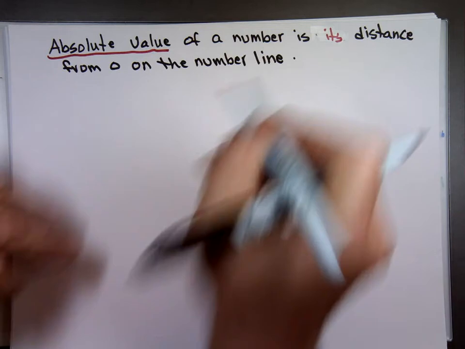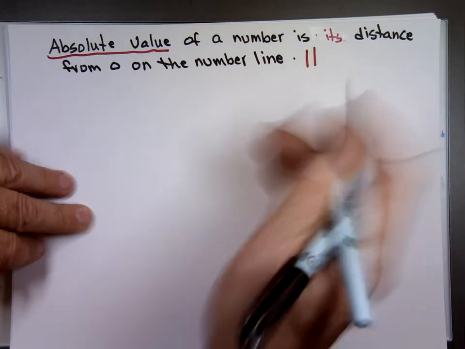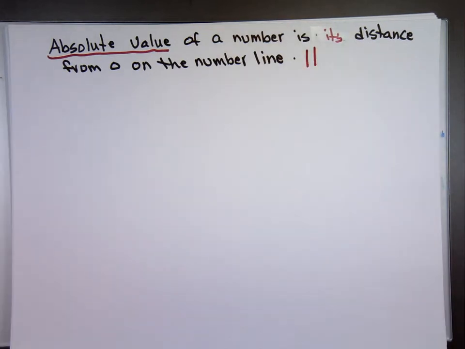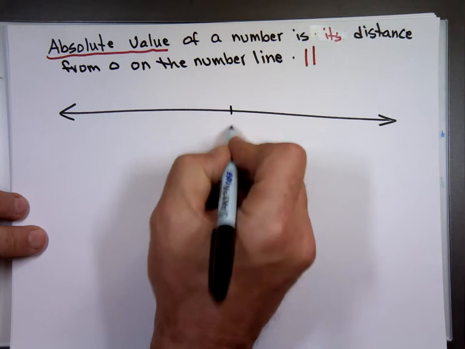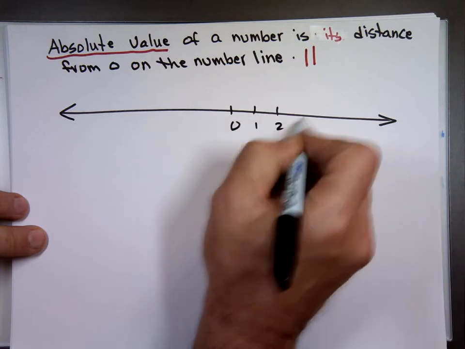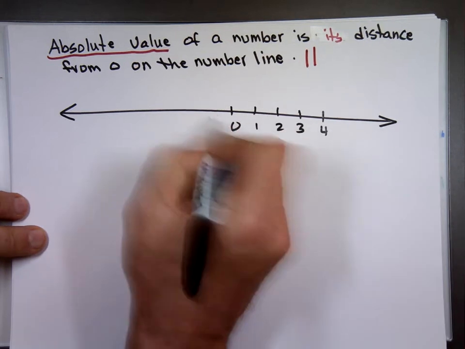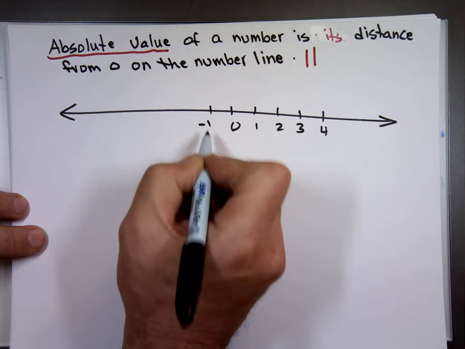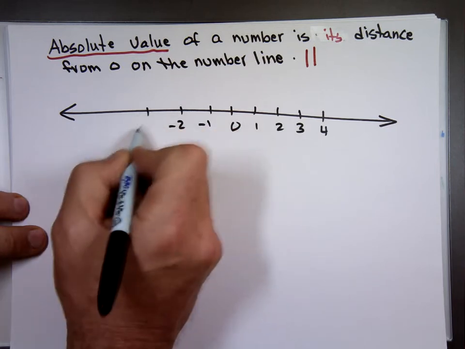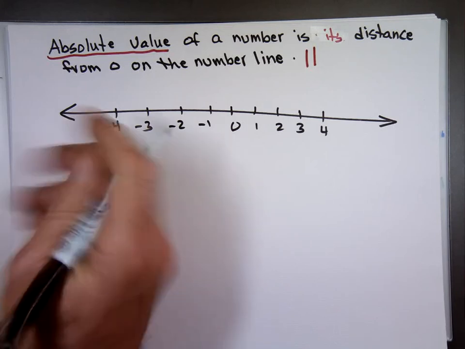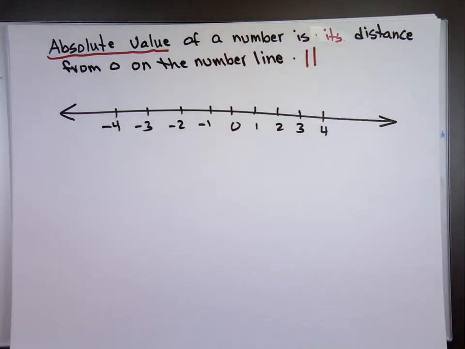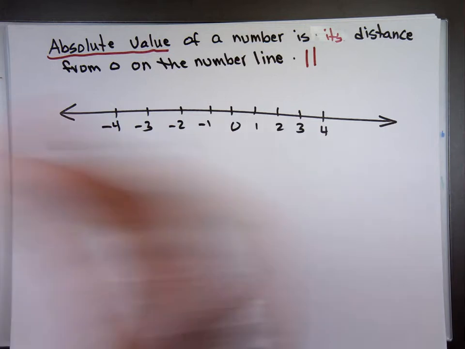And we use these straight lines up and down for absolute value. And distance will always be positive. Distance will never be negative. Why? You can't say I ran negative 4 miles today. Even if you run backward, you still ran 4 miles. There's no such thing as negative distance.